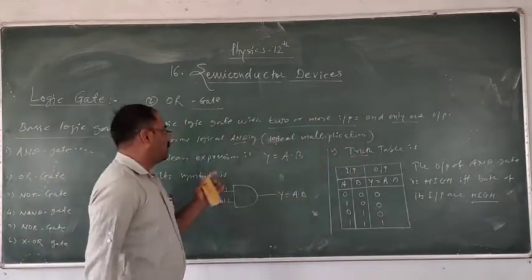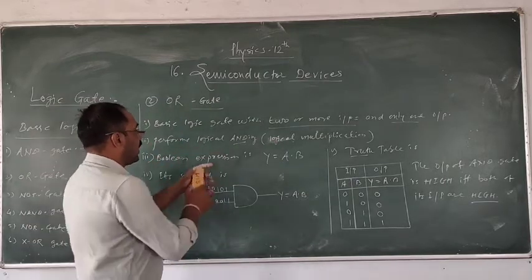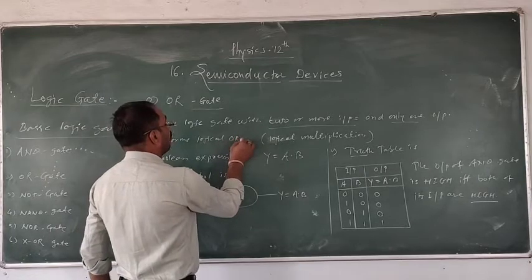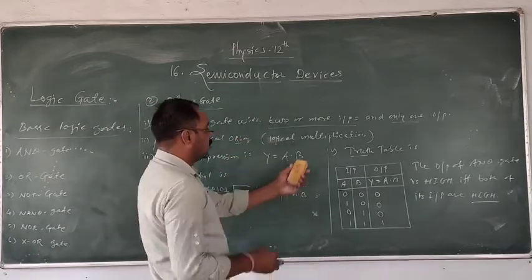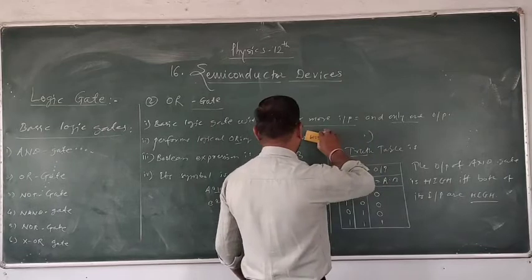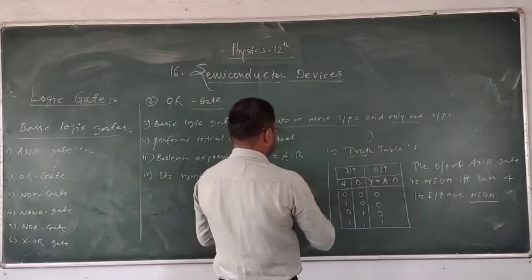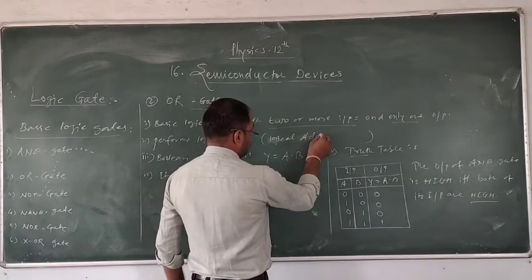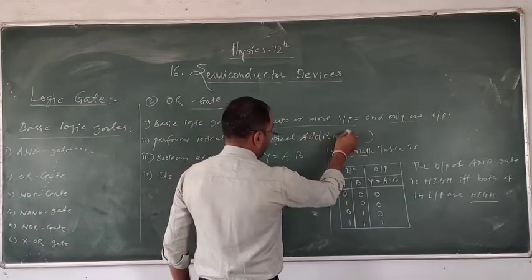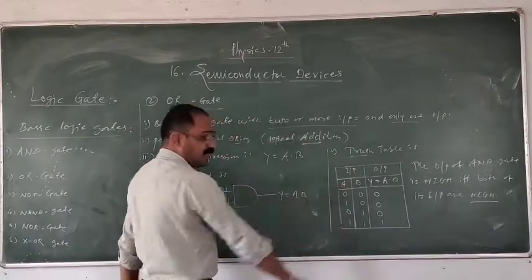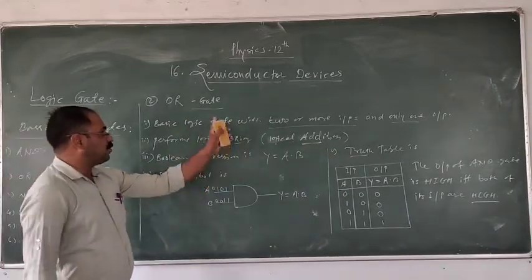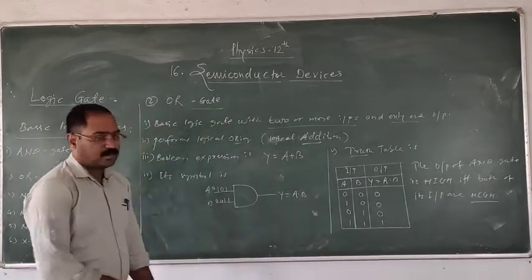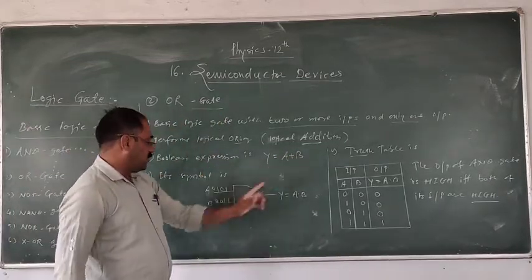This line is the same. Here you have to perform the logical ORing process, logical addition. The process of addition is there. The Boolean expression for the OR gate is Y is equal to A or B.